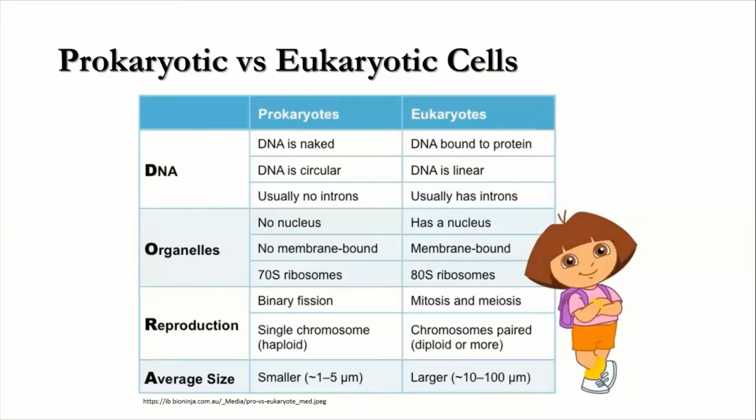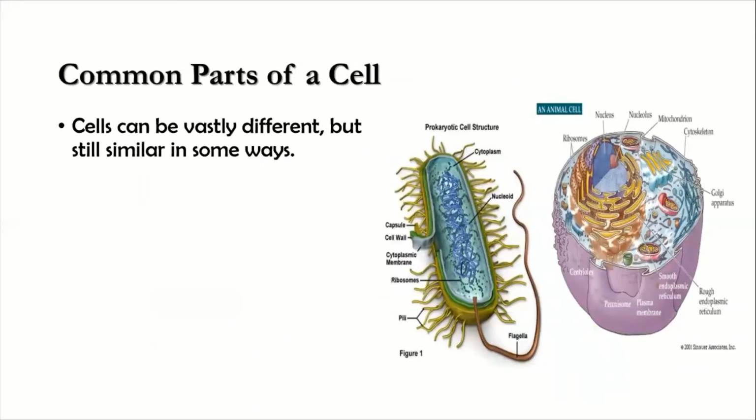Now, for the average size, the prokaryotes are relatively smaller, at around 1 to 5 micrometers, while the eukaryotes are definitely larger, around 10 to 100 micrometers.